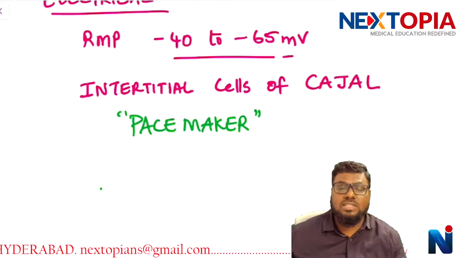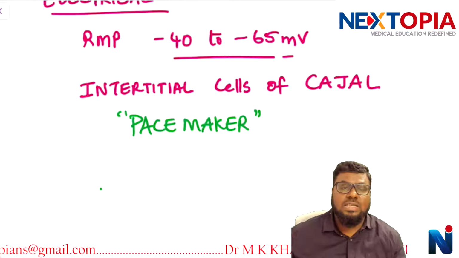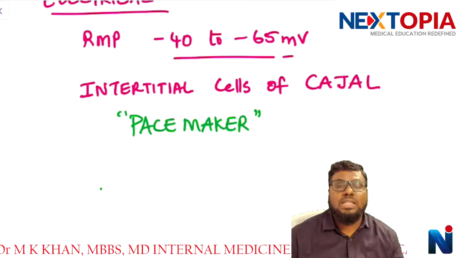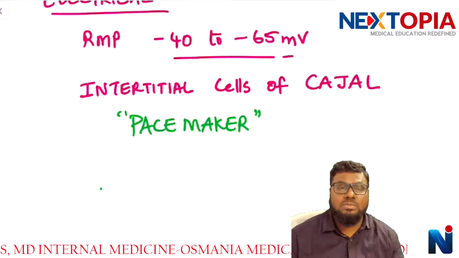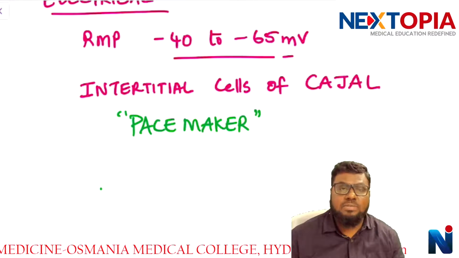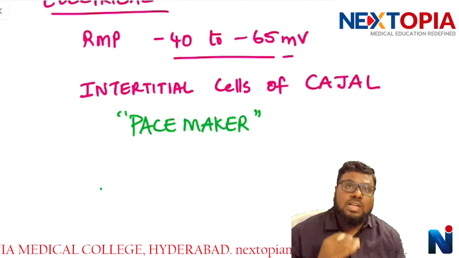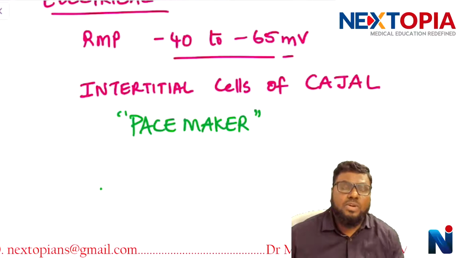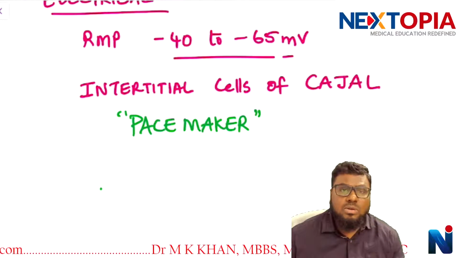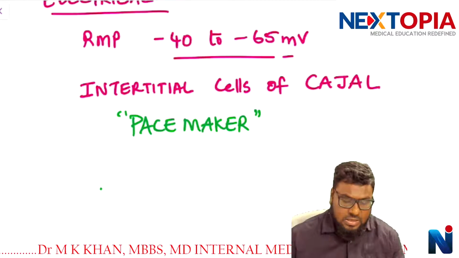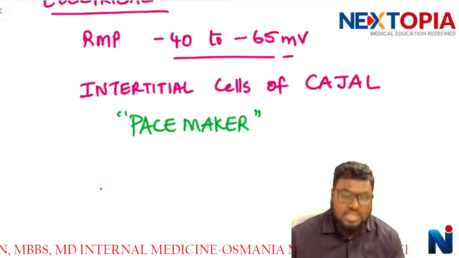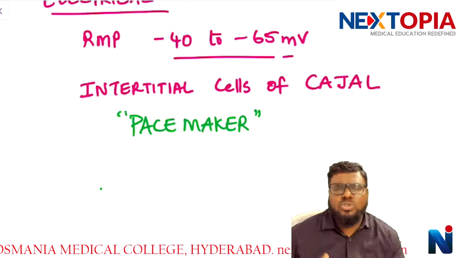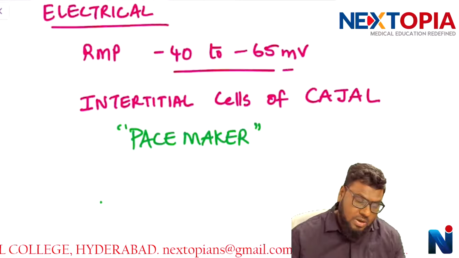Once the threshold is reached, it generates an action potential, and this action potential is generated by the opening up of sodium and calcium channels. Entry of sodium and calcium results in a further increase in positivity, and it causes contraction. The duodenum contracts very quickly like this. So the action potential results in electrical activity of the duodenum and most of the GI tract.